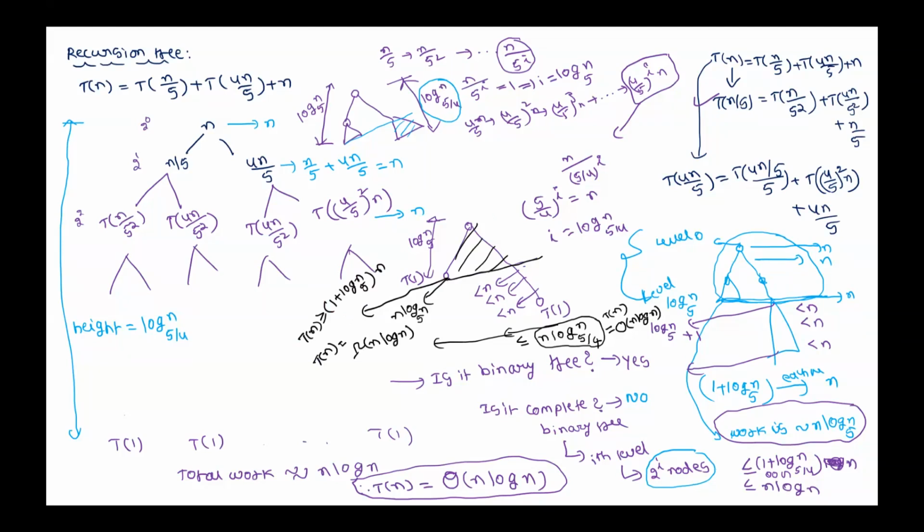Now it is big O of n log n. Here it is big omega of n log n. Combining, we can say that it is theta of n log n. No?